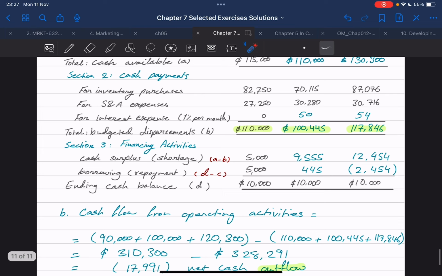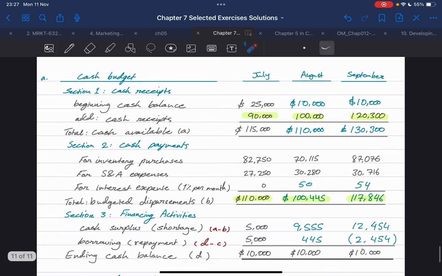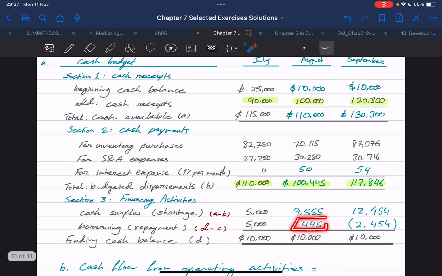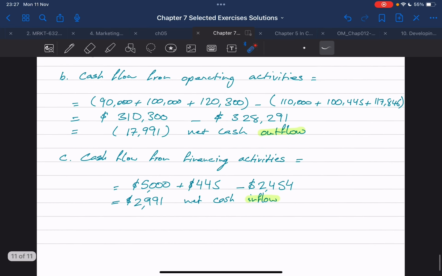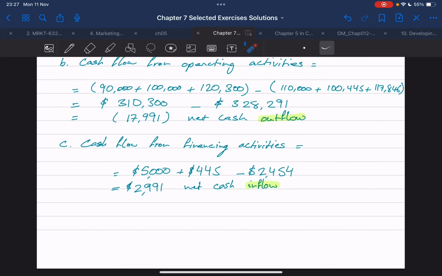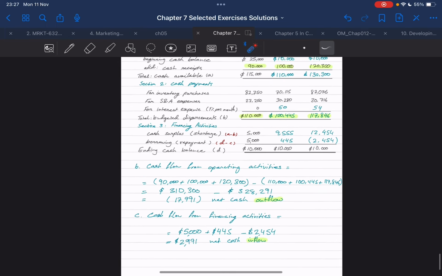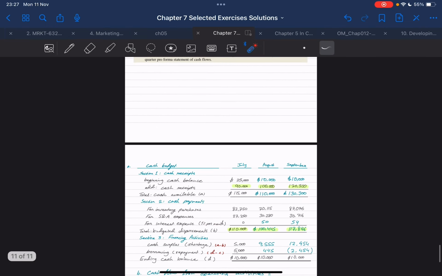But then in part C, the question wanted to know the cash flow from financing activities in particular. We went back to our data. We've seen that we had borrowed 5,000 in the first month, the month of July, and then we borrowed another $445 in the month of August, and then in September we had some surplus, more than enough to make some repayments. So we paid back to our lender $2,454. So the net amount is going to be $2,991 net cash inflow from financing activities. That would be the answer to this particular exercise.